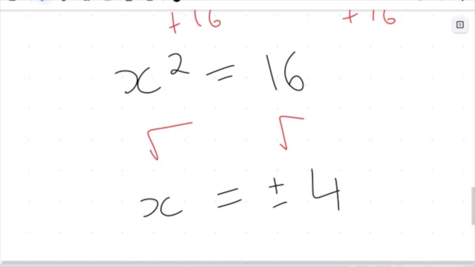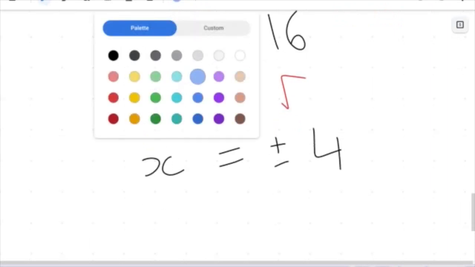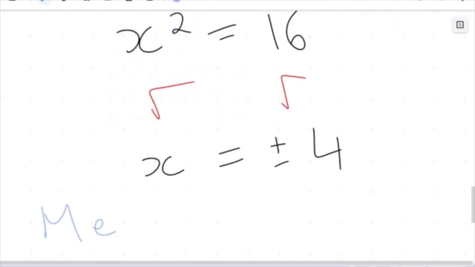Because remember, with squaring a number, that means multiplying it by itself. So if we multiply positive 4 by itself, 4 times 4 gives me 16. But also if we do negative 4 times negative 4, the double negative gives us a positive. So we wind up with 16 again. Okay, that's method 1. You can do it this way if you'd like. Now, because we're talking about factorizing here, I want to show you method 2 through the lens of factorizing.